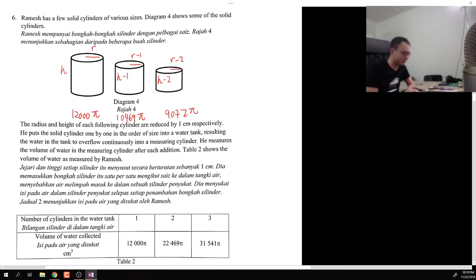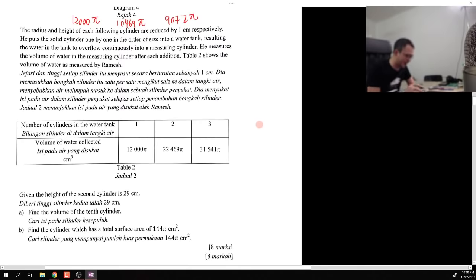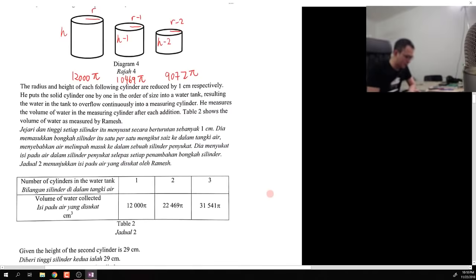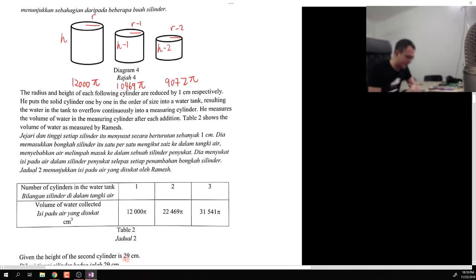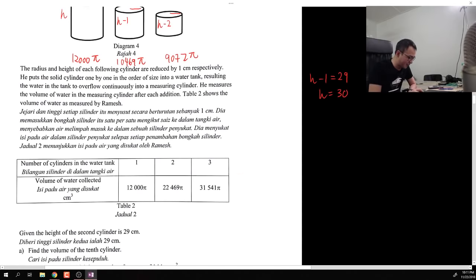Alright, in this case I guess it's AP. Given that the height of the second cylinder is 29, find the volume of the 10th cylinder. So we know the second cylinder has a height of 29. Therefore I will do something like h minus 1 equals 29. Then I know my height basically equals 30. Alright, they asked me to find the volume of the 10th cylinder.